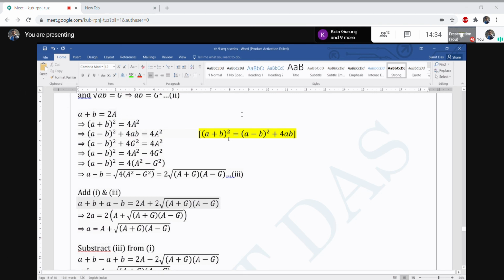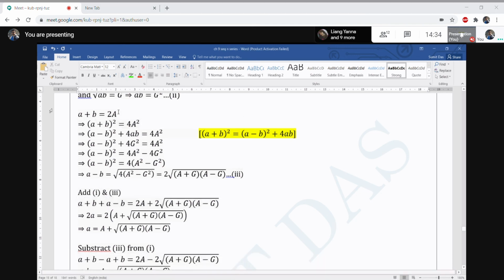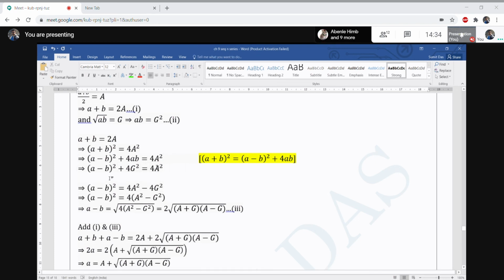We are just using this formula a plus b whole square equal to a minus b whole square plus 4ab. So we are writing a minus b whole square plus 4, instead of ab I'm writing g square because we got ab equal to g square. So a minus b whole square is equal to 4a square minus 4g square. Okay, 4a square we already had because it was 2a, right? Next line, I'm taking the 4g square to the right hand side.